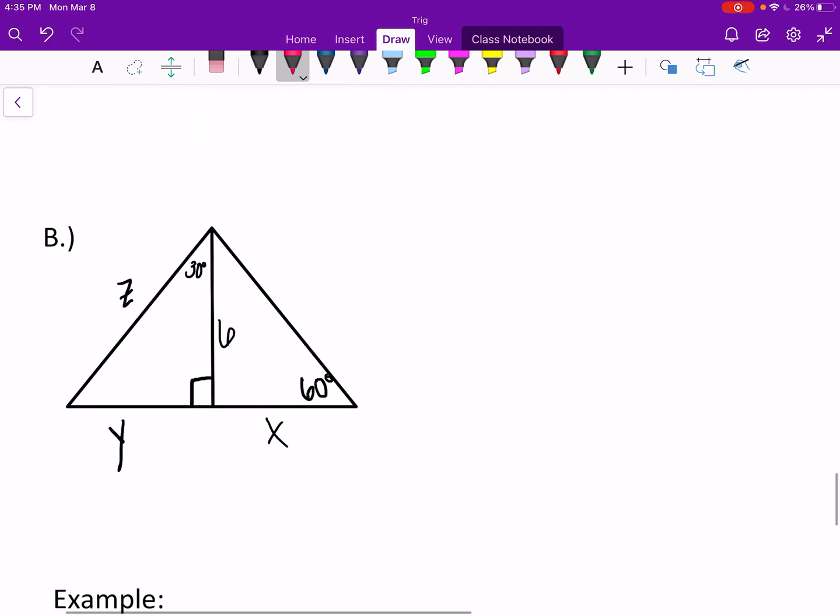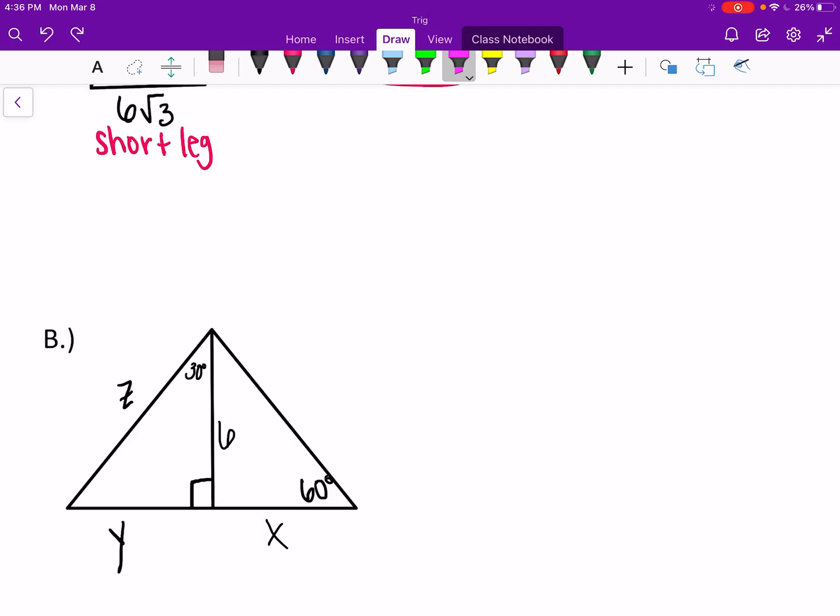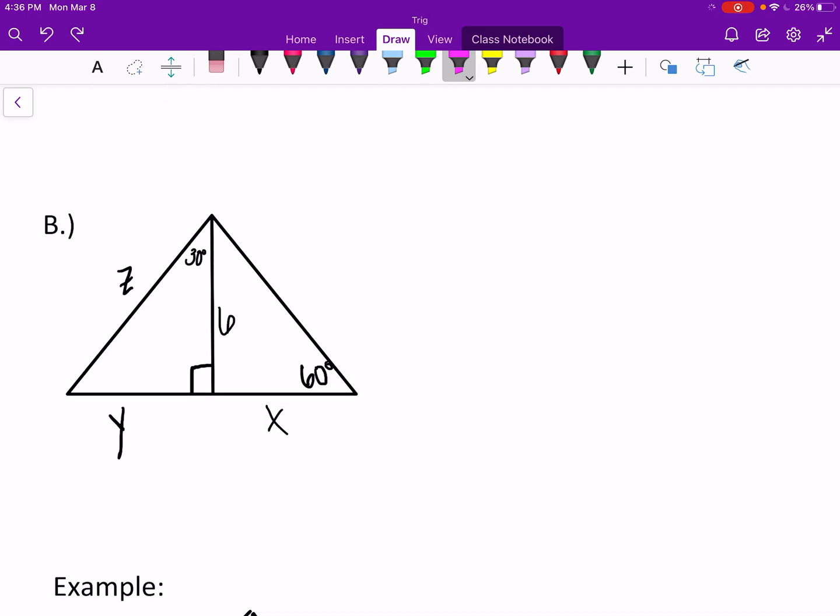Next example. In this picture, we have two separate 30, 60, 90 triangles. We have a triangle on the left and a triangle on the right. I'm going to find x first. If we just look at the triangle on the right-hand side, x is the short leg of that triangle. And then we are given the long leg, which is 6. This is the long leg of the triangle on the right.